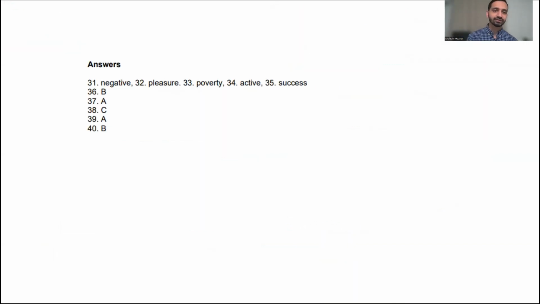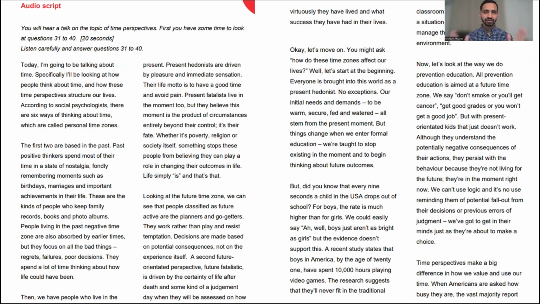Let's look at the answers. So answer number 31, negative; 32, pleasure; 33, poverty; 34, active; 35, success; 36, B; 37, A; 38, C; 39, A; 40, B. I hope you got most of them correct. Let's look at the transcript. So please read the transcript in your own time and see where you will get your answers from.